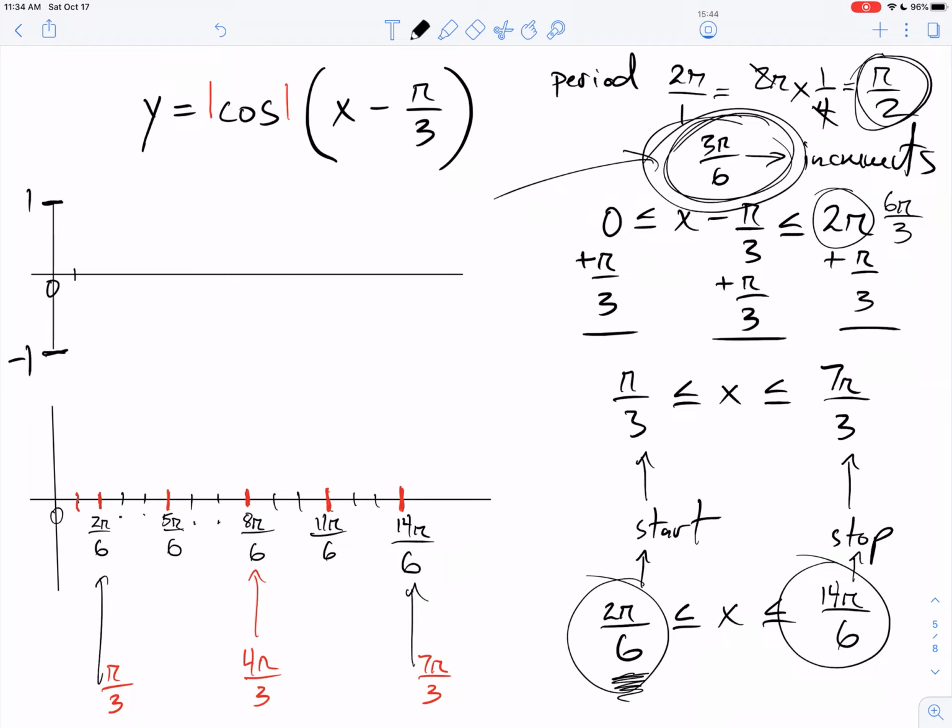And then I'm going to go, there's my 2 pi sixths, but I'm going to call it pi over 3. And then I go ding, ding, ding. What did I call that one? 5 pi sixths. 1, 2, 3. I'll call that one 4 pi thirds. 1, 2, 3. I called that one 11 pi sixths. And then 1, 2, 3. I got to do that one, and I'm at 7 pi thirds. And that is my one period of this graph. And I included my starts and my stops.